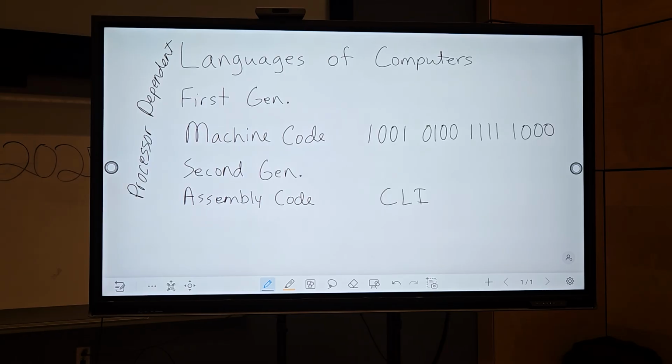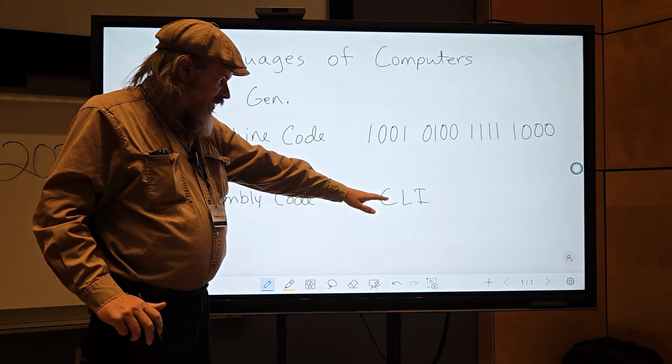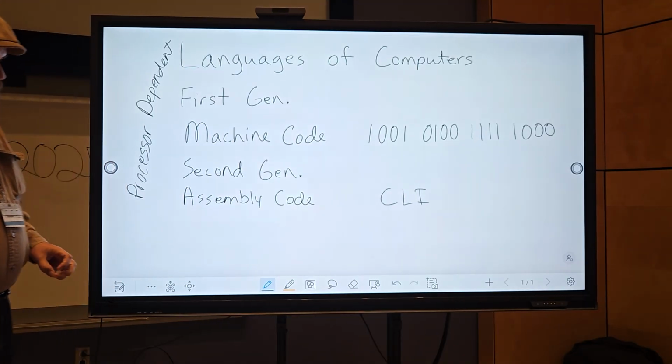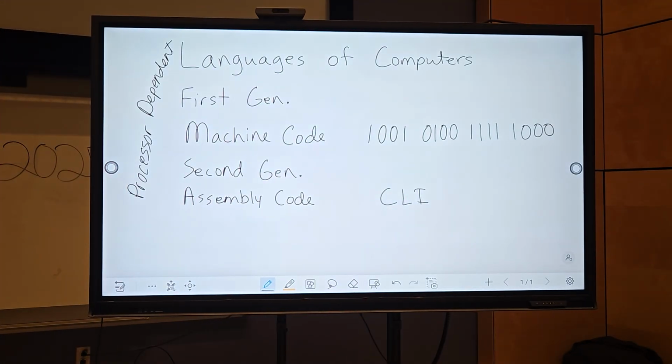This still made things tedious and slow to program. Each machine code instruction corresponds to an assembly code instruction. There's no real abstraction involved. So it takes a lot of code to accomplish just a little bit of processing.